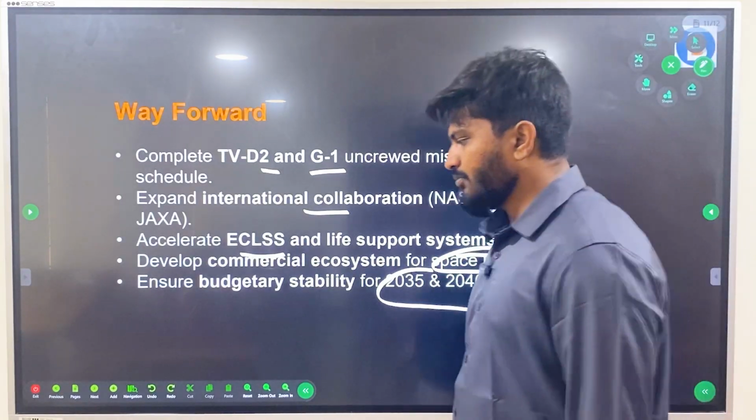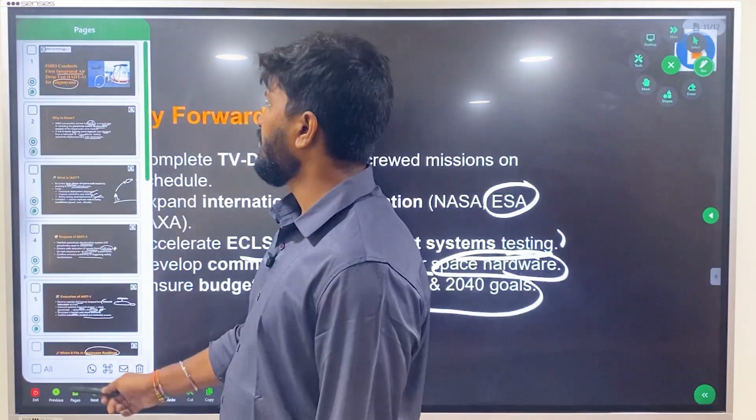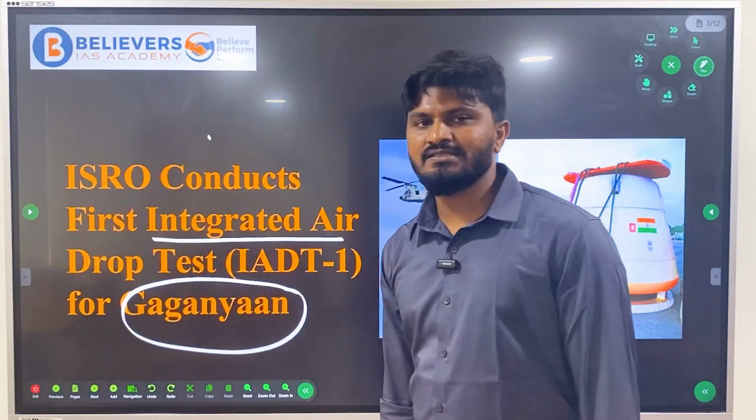So a very important test which is going to be significant for India's space aspirations as well as defense aspirations.